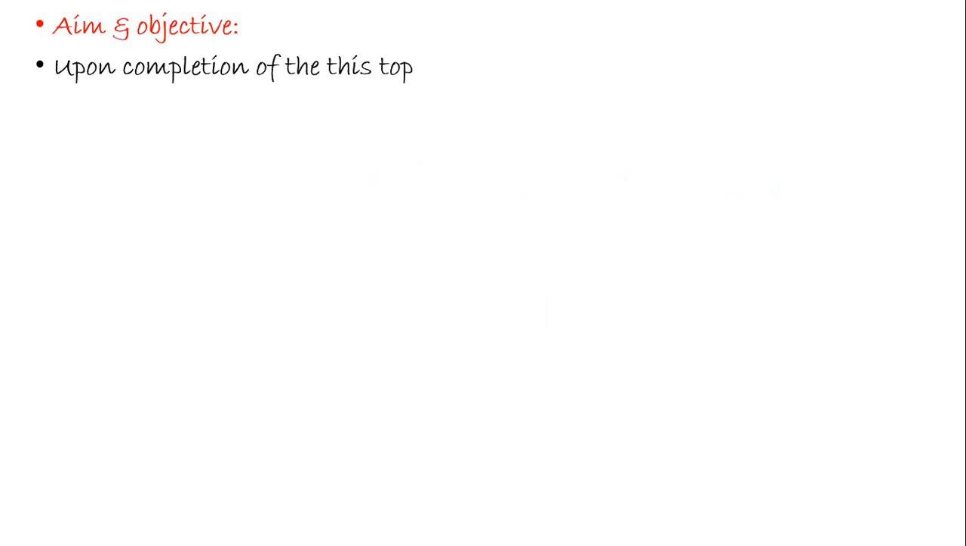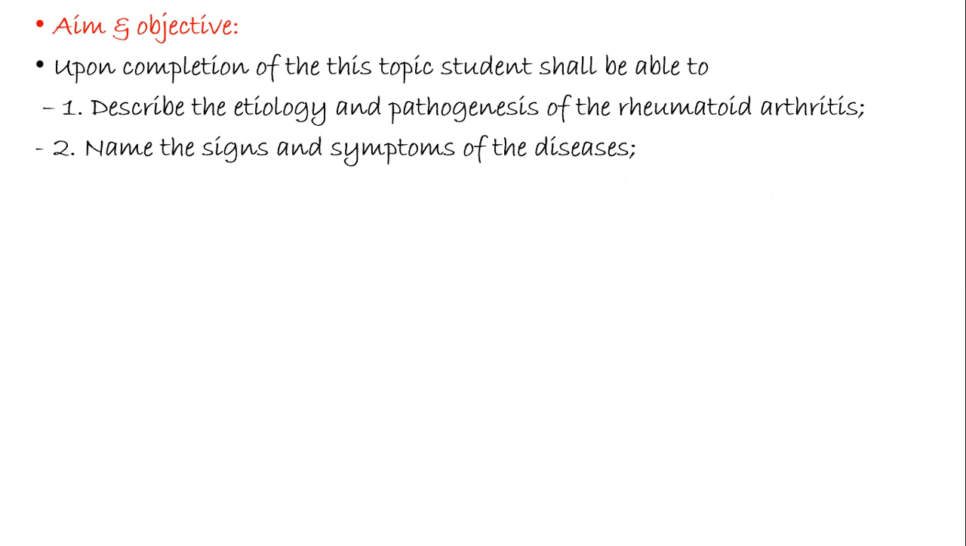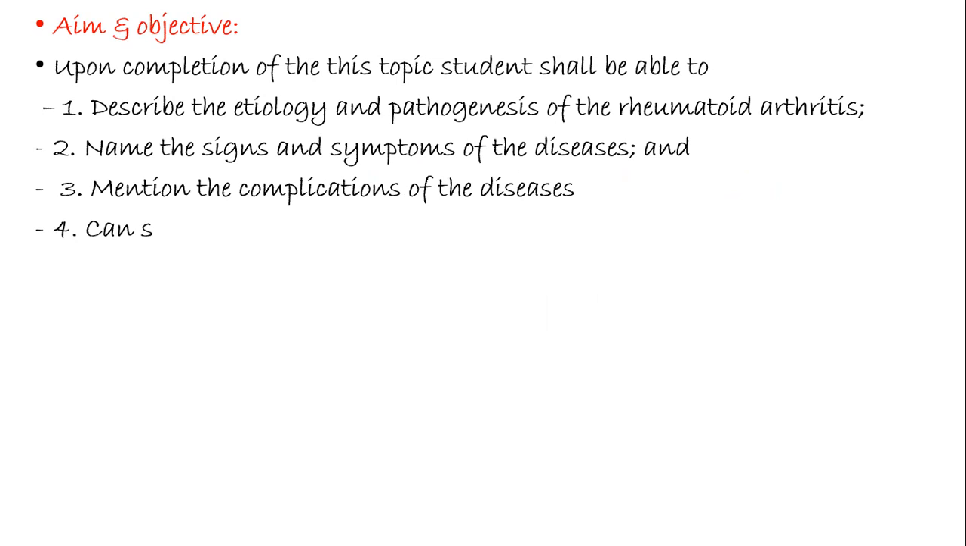By watching this video, you shall be able to describe the etiology and pathogenesis of rheumatoid arthritis. You'll be able to name the signs and symptoms of the disease. You'll also be able to mention the complications of the disease, and lastly, you can suggest diagnosis and treatment for the same.